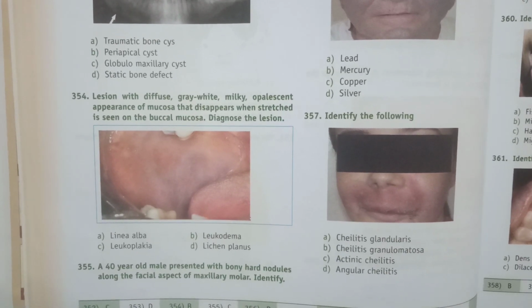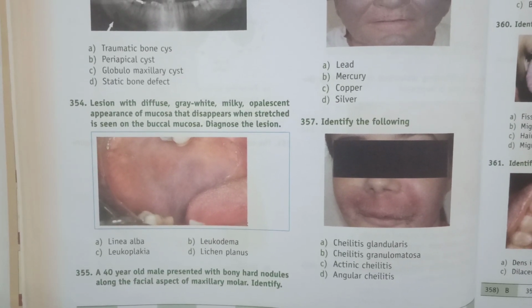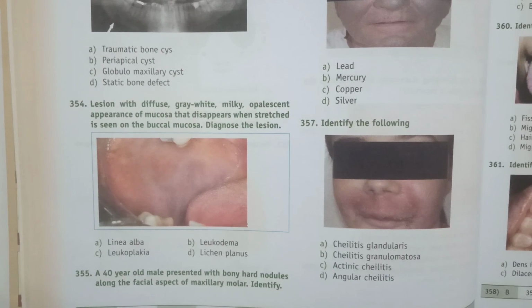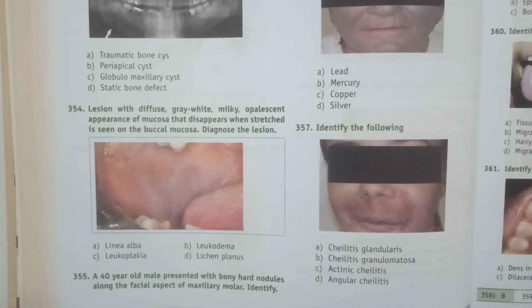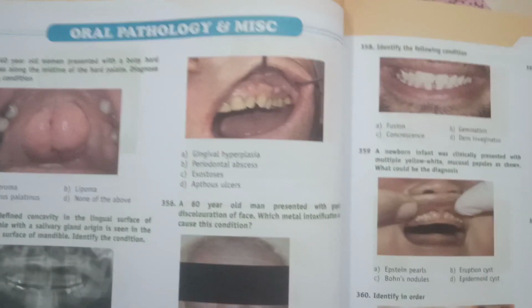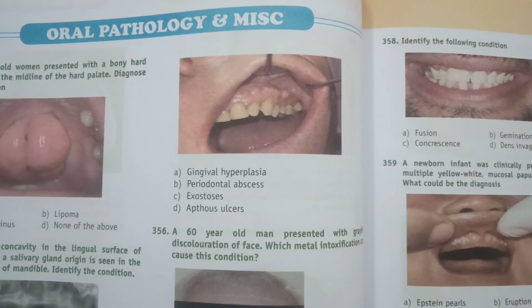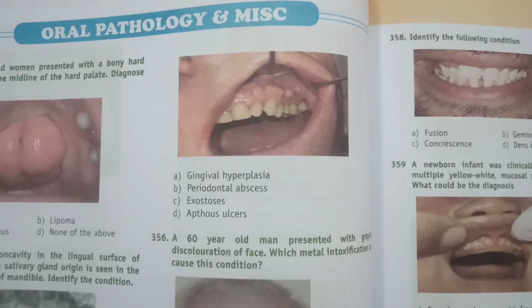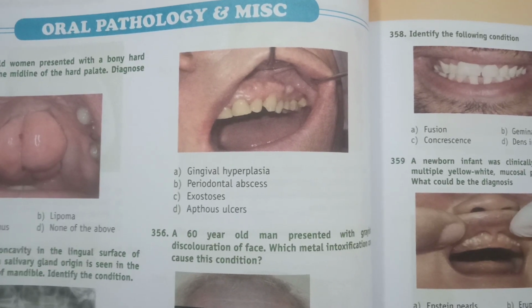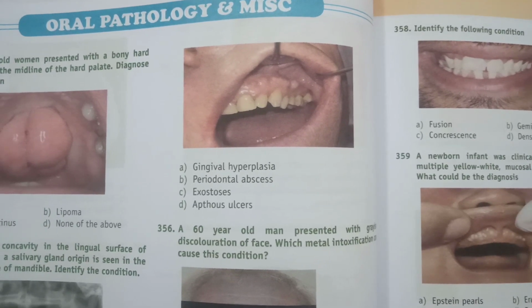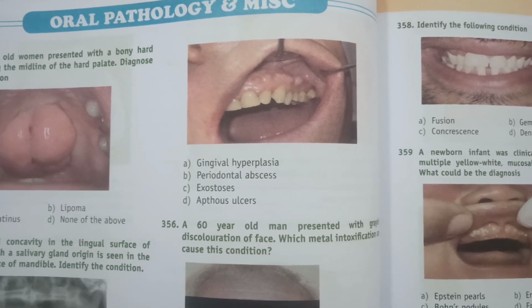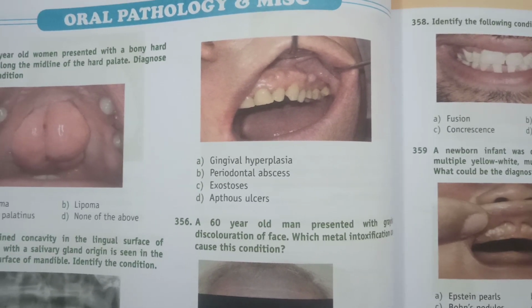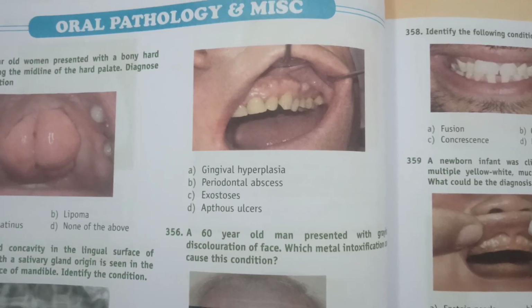A 40-year-old male presented with bony hard nodules along the facial aspect of maxillary molar. Identify the lesion. So once again I am reading: a 40-year-old male presented with a bony hard nodule along the facial aspect of maxillary molar. 40-year-old male, and that nodule is bony hard.